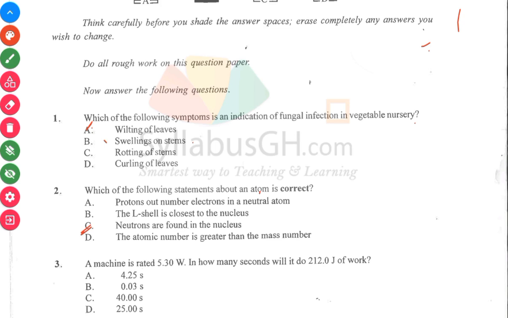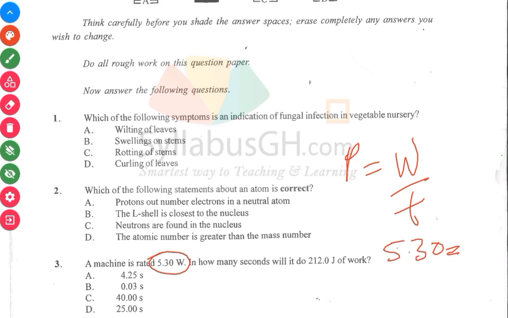Question number 3, a machine is rated 5.30 watts. How many seconds will it do 212.0 joule of work? A is 4.25 seconds, B is 0.03 seconds, C 40 seconds, and D 25 seconds. So how do we go about this? Formula for power is work done over time taken. And looking at the question, you were given the power to be 5.30. How do I know that's the power? Because of the unit. And this is your work because it has joule as the unit, 212 over time.